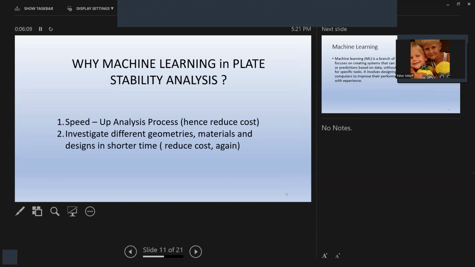So what is actually the emphasis of this presentation is why we have chosen to go towards new approaches. Basically, everyone is talking about AI these days, but AI, believe it or not, has been around for ages. The goal that was driving us was to speed up the analysis process, to be in a position to investigate different geometries and materials, in other words designs, in a shorter time. This all has an impact to reduce the costs of our projects.